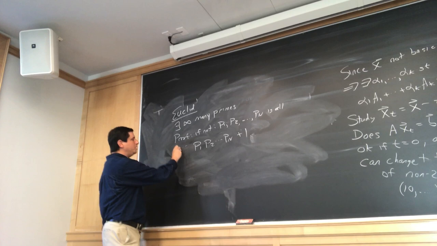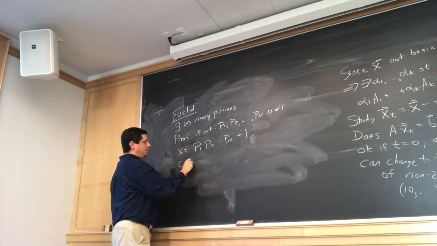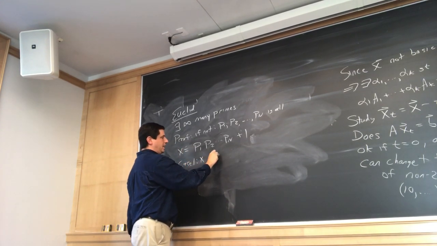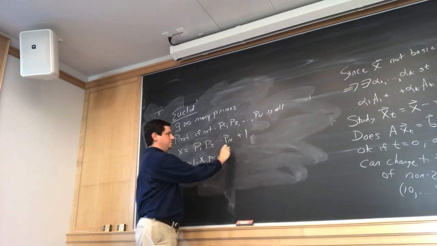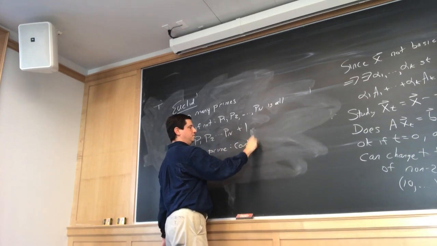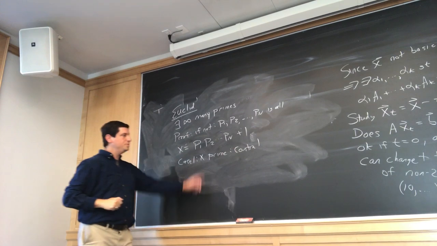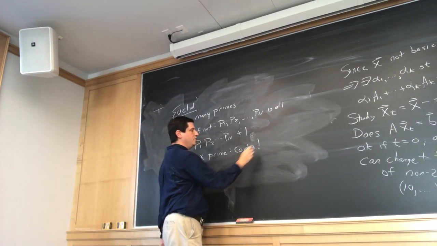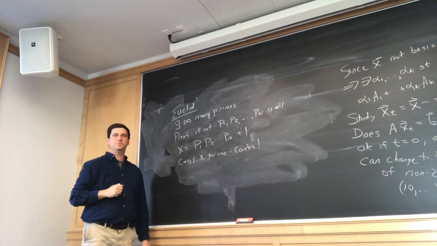So we consider this new number x. Case 1, x is prime. Contradiction, right? Because we assumed that this list was all the primes, so if x is prime, then that list was not complete.